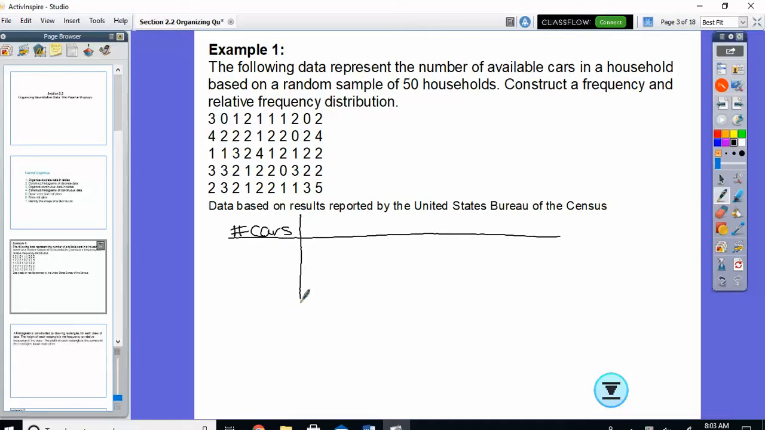So we'll do number of cars, the frequency, and the relative frequency. You could do this on a Chromebook or by hand. It's not a lot of work either way. So my options, it looks like we have 0 up through 5 for the number of cars. Okay, how do we get the frequency? So 0 shows up 1, 2, 3, 4 times.